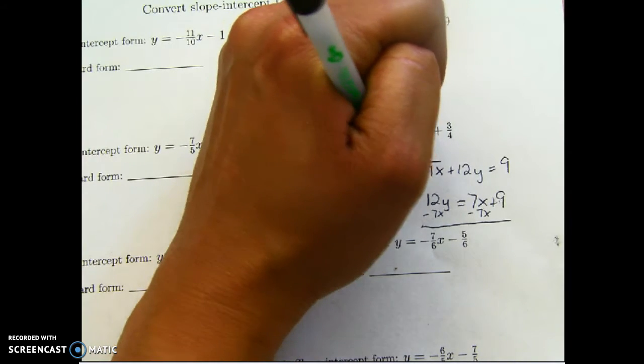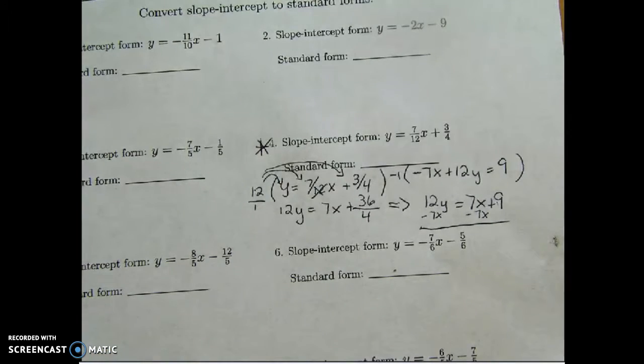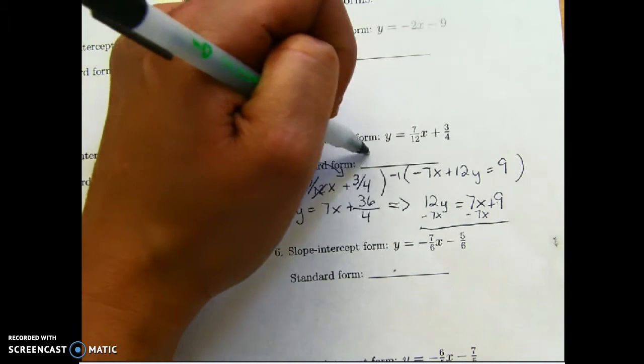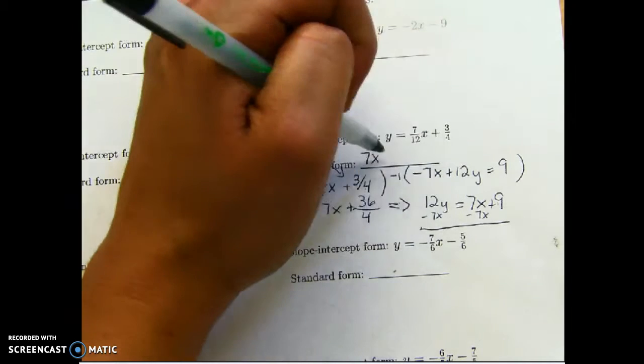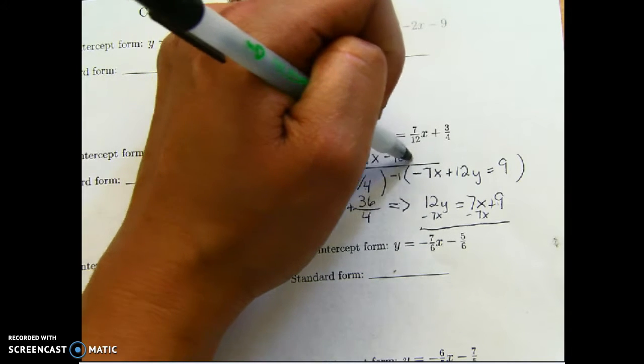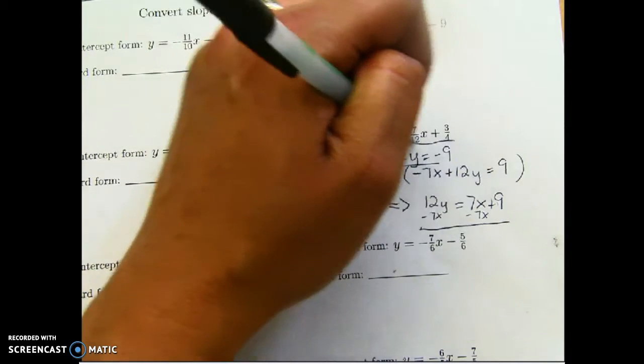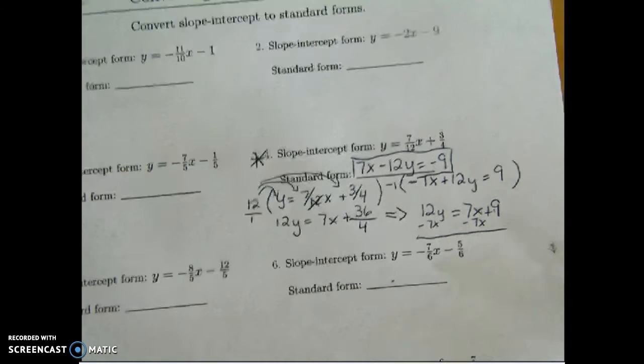So I'm going to multiply the whole thing by negative 1. My final answer is going to be its opposite. Negative 1 times negative 7x is 7x. Negative 1 times 12y is going to give me negative 12y. And 9 times negative 1 is going to give me negative 9. That is my final answer in standard form.